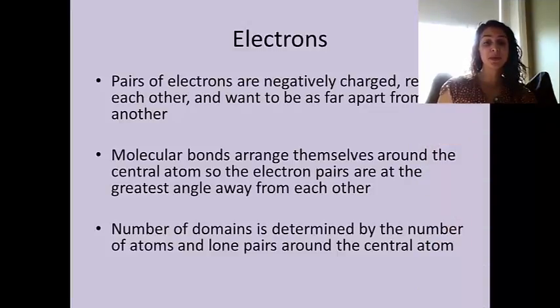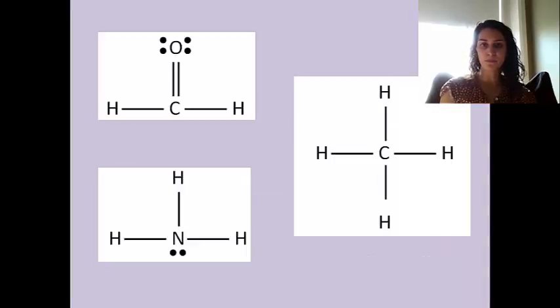And the way that we determine the number of domains in a molecule is by looking at the central atom. And we count how many atoms are bonded to the central atom, and there may be some lone pairs around the central atom, or there may not. And here are some examples of what I mean.